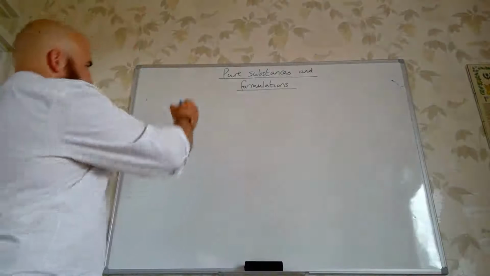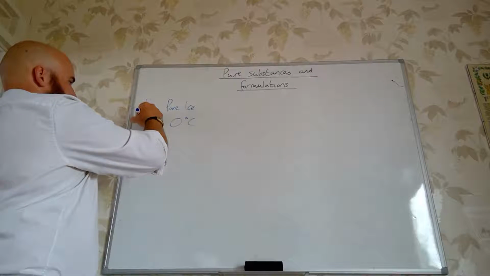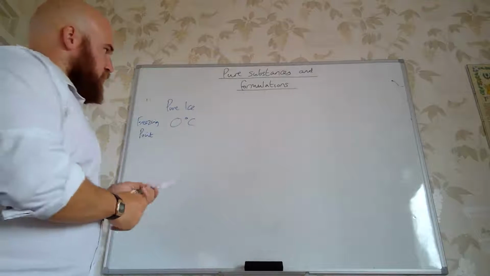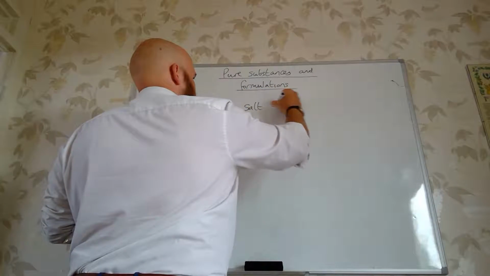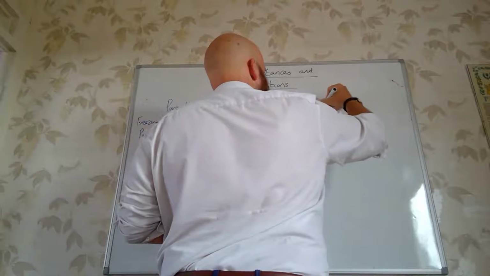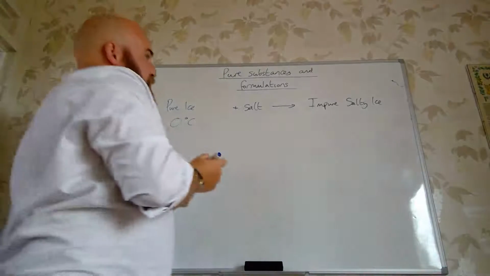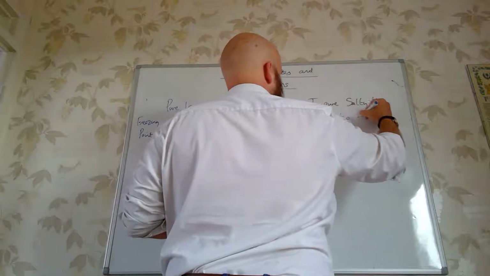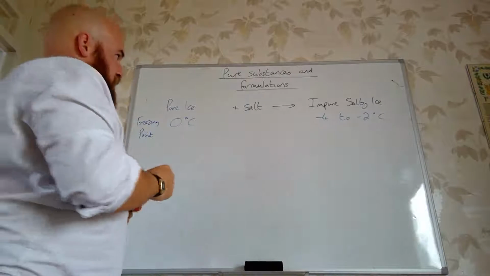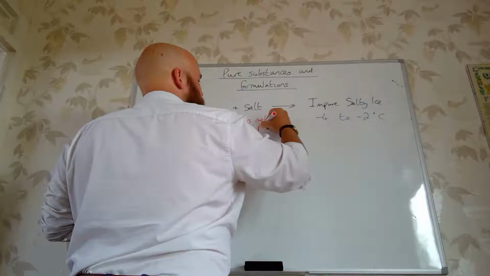So let's give you an example. So if I had pure ice, 0 degrees Celsius is the freezing point. But if I add salt to it, I'm turning it from pure ice into impure ice, okay? So I've got this impure, salty ice, and that lowers the freezing point. So now the freezing point might be -4 to -2 degrees Celsius. So you can see this impurity has lowered the melting point. It's called melting point depression.